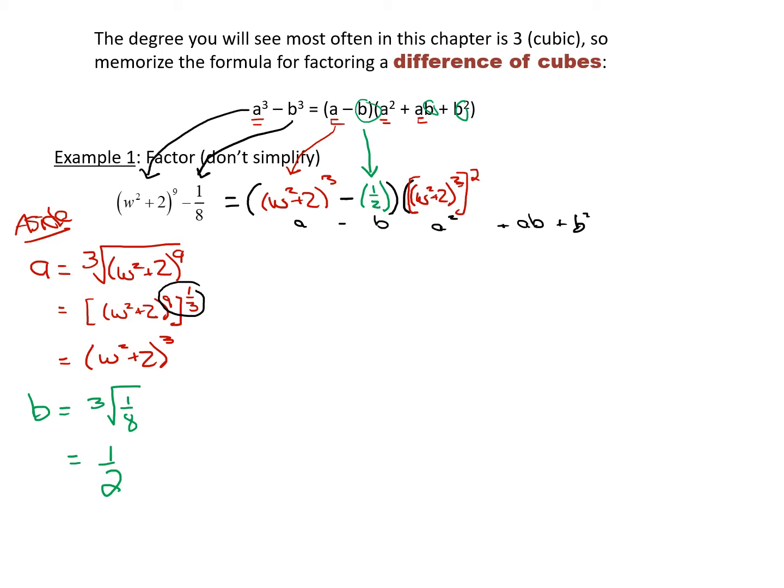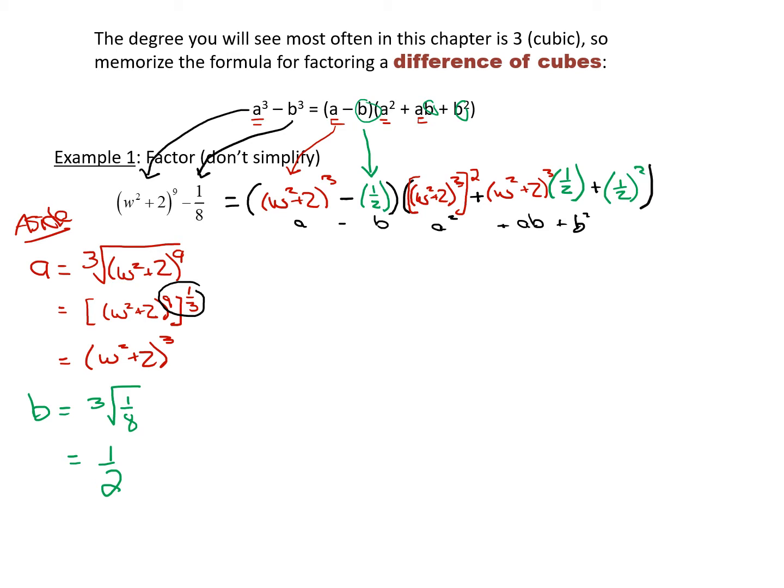Now I add on A times B. A is W squared plus 2 cubed times B, and B is 1/2. Multiplying. Then I add on B squared. And B squared is just going to be 1/2 squared. 1/2 squared. And that's my whole second bracket.